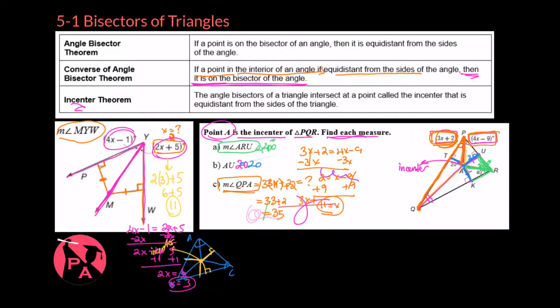3x plus 2 and 4x minus 1 minus 9 must be the same. Subtract 3x. 2 equals x minus 9. Add 9 on each side. x equals 11. Now, since we know what x is equal to, we can figure out 3 times x plus 2: 33 plus 2, or 35.